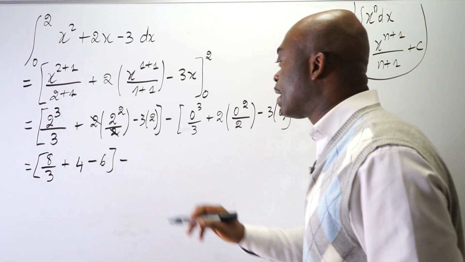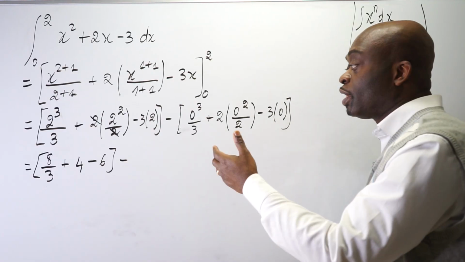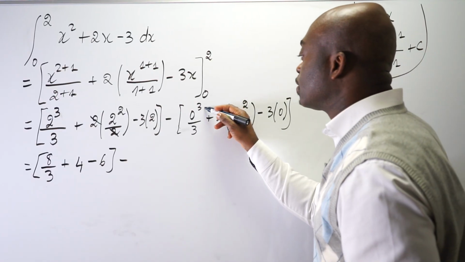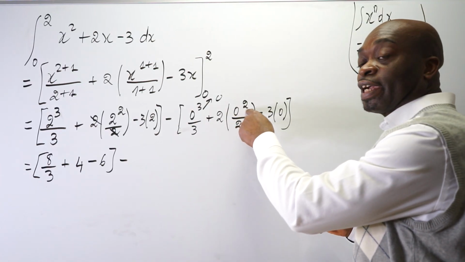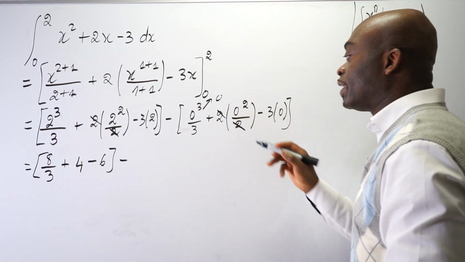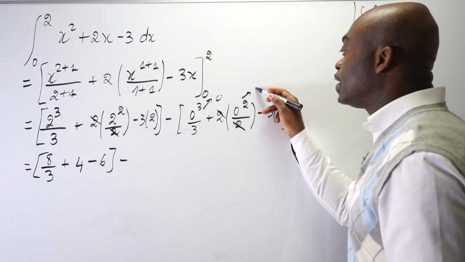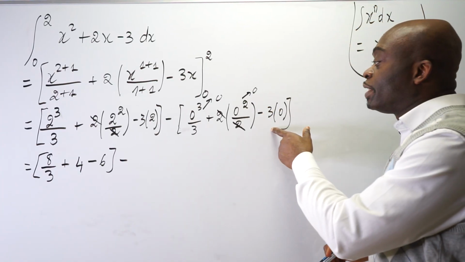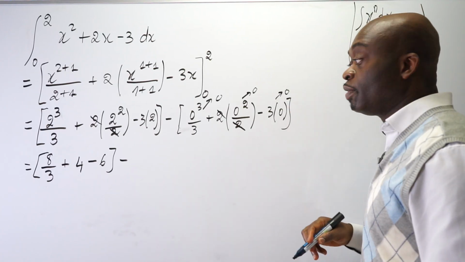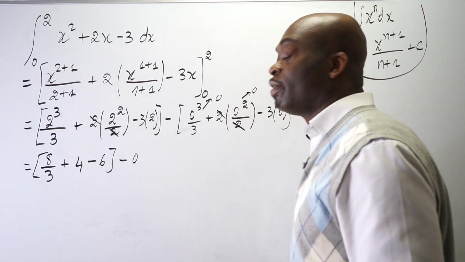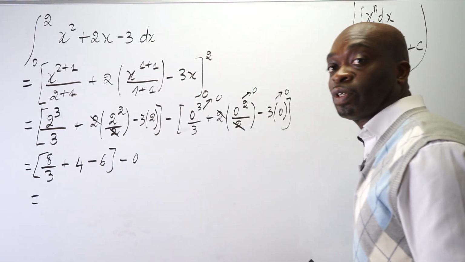And then minus what's happening to the second one here. 0 to the third power is 0. 0 divided by 3 is 0. Then 0 to the second power is 0, so this one also is 0. And then once we come to this one here, negative 3 times 0 is also 0. So this is minus 0.